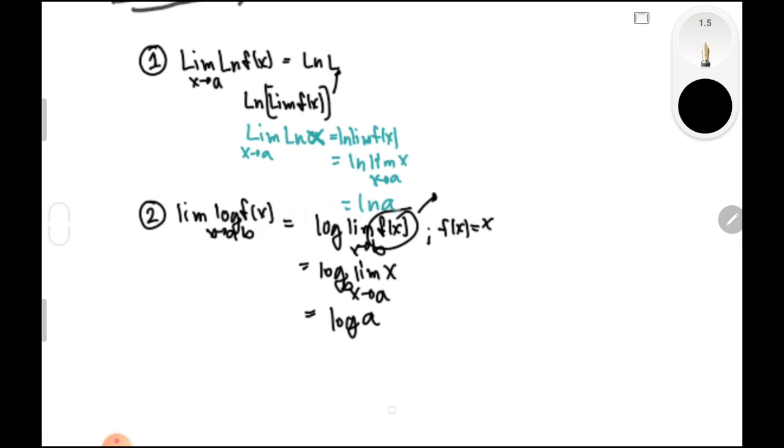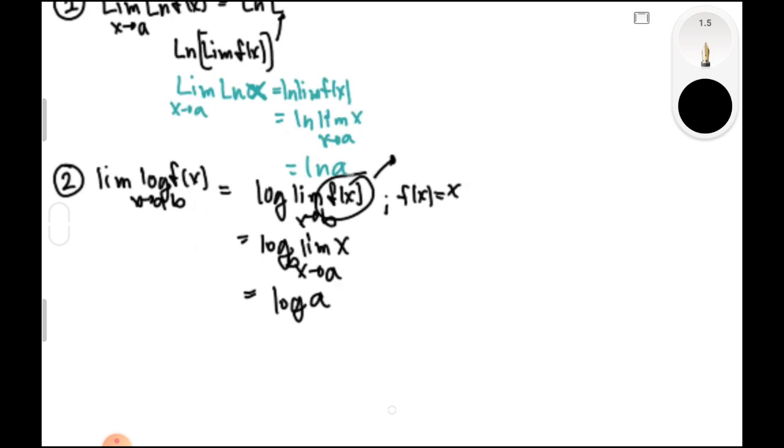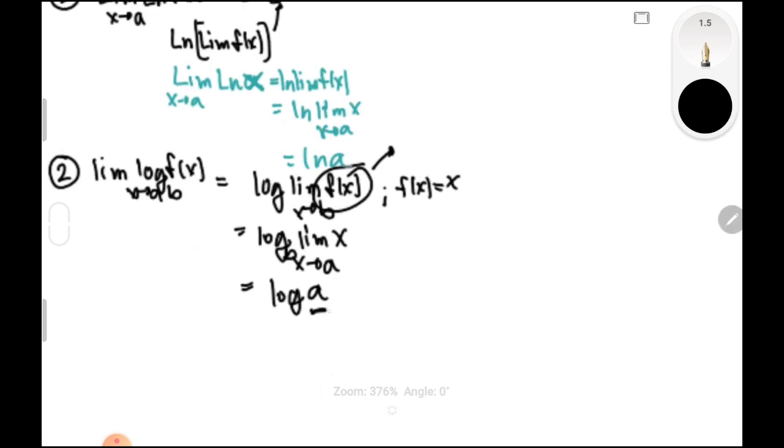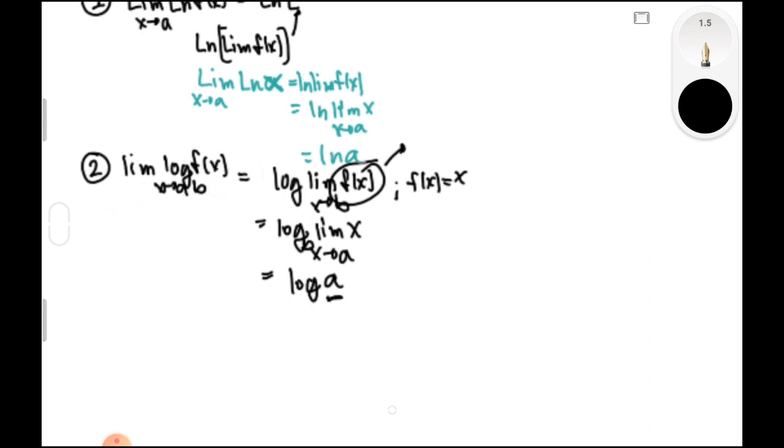Okay? And then you may also apply the different rules of our logarithm in solving the equation, or modify the equation into a simpler or more complicated form that would make you get a value of L. Okay? So take note that the value of a, or the value of the limit, must be greater than 0. Okay? Because log of 0 is undefined.